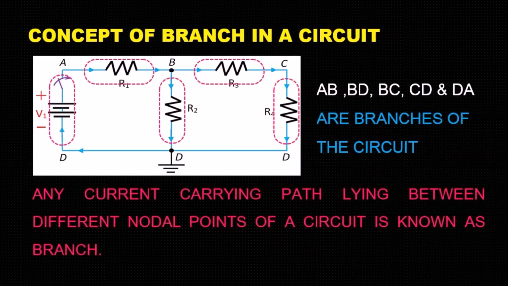Now let us see the concept of a branch in a circuit. Any current carrying path lying in between different nodal points of a circuit is known as a branch. In this circuit, AB, BC, CD, BD, and AD are branches of the circuit.